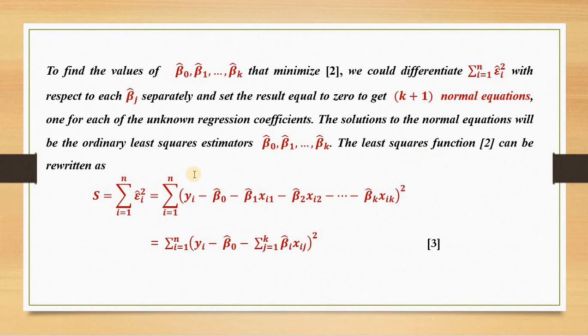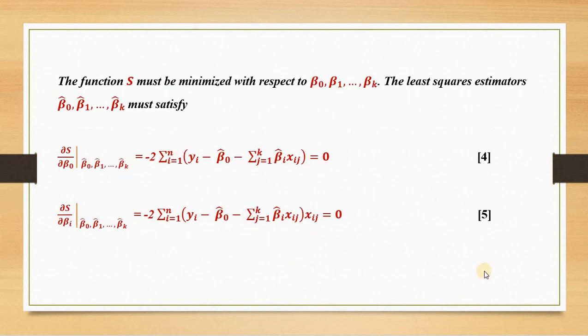The least square function can be rewritten as S equal to summation over i from 1 to n yi minus beta naught cap minus summation over j from 1 to k beta j cap xij whole square. So this is the least square function. This is equal to S. The function S must be minimized with respect to beta naught, beta 1, beta k, and the least square estimators beta naught cap, beta 1 cap, beta k cap must satisfy these equations.